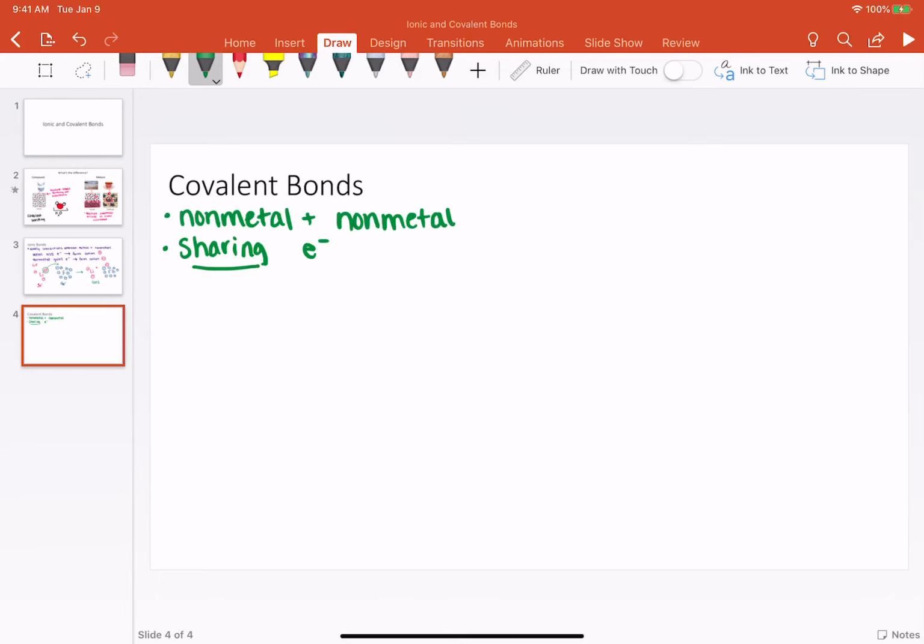And compounds that contain covalent bonds, we have a special name for them. This is a name that you have heard multiple times before, but those are called molecules or molecular compounds. So getting into the definitions of what these actually are, molecules or molecular compounds are compounds that contain covalent bonds.